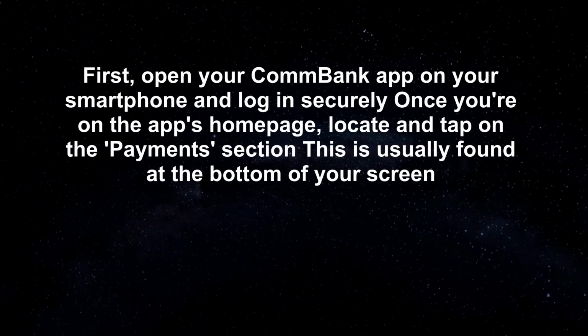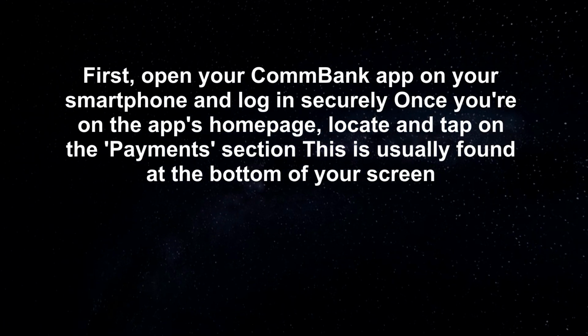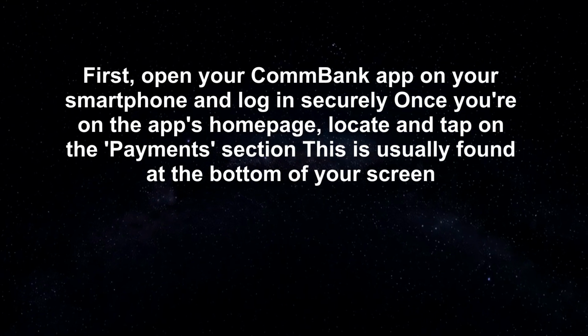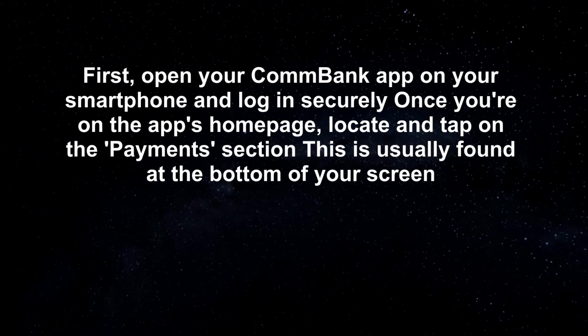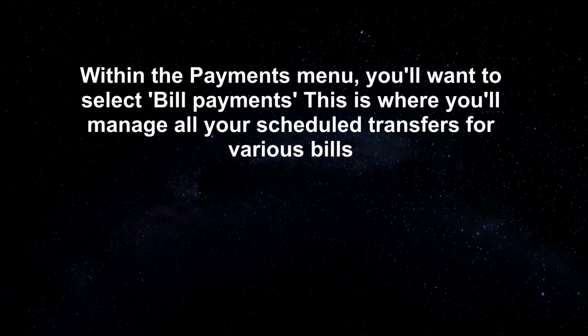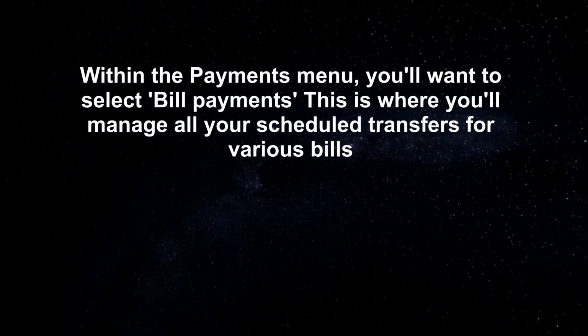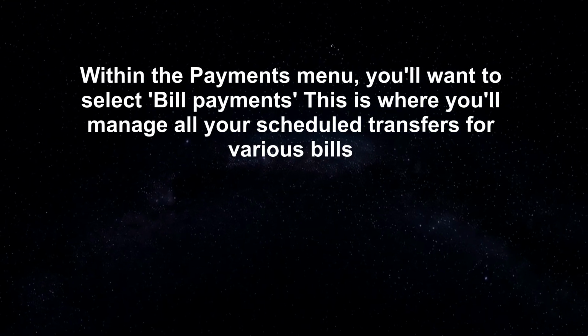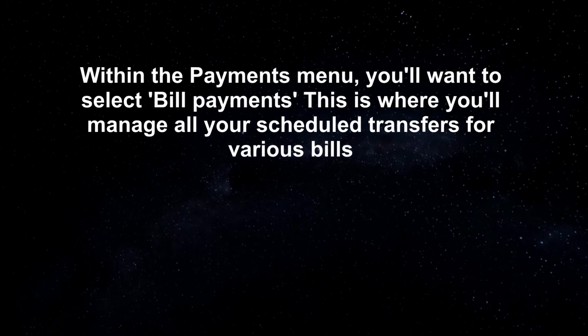First, open your CommBank app on your smartphone and log in securely. Once you're on the app's homepage, locate and tap on the Payments section. This is usually found at the bottom of your screen. Within the Payments menu, you'll want to select Bill Payments. This is where you'll manage all your scheduled transfers for various bills.